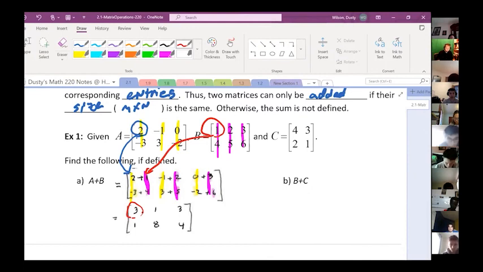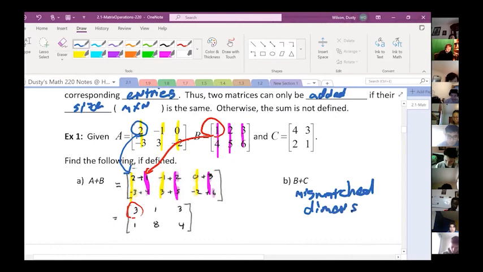B plus C, what happens in B plus C? It's not defined, you can't do it. So we might say that you have mismatched dimensions. So the operation is undefined, like can't be done.